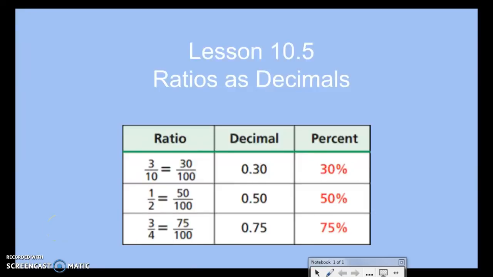Today we'll be doing our lesson 10-1, which is talking about ratios as decimals. So let's go ahead and dive in.